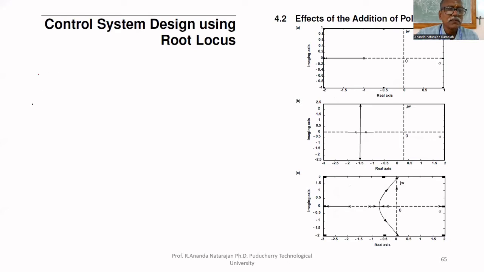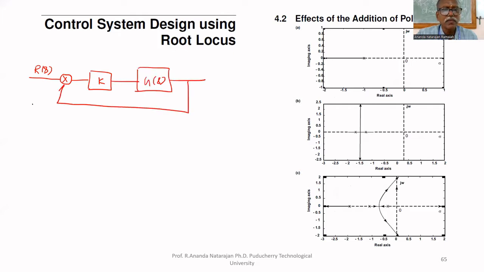Already we have seen that if we put an amplifier here, we can adjust the static gain of the system. But from third order onwards, we cannot increase this K beyond a certain value. That is called K max. If we increase beyond that K max, the system becomes unstable. That is one way of designing a system.